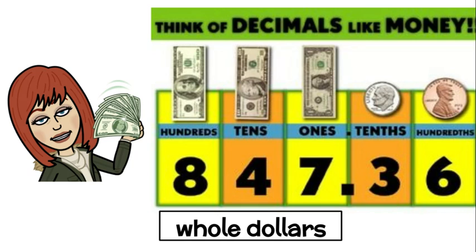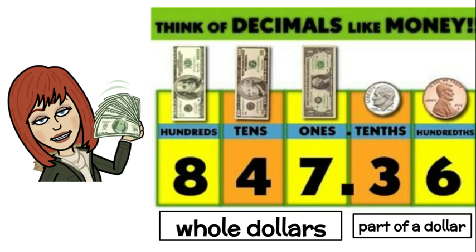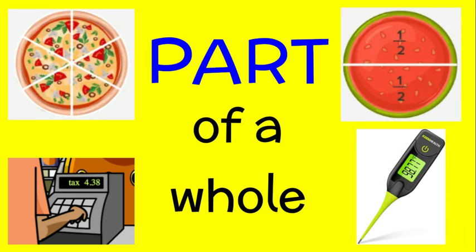We have our whole dollars, which is 847. And then we have part of a dollar, which is the 36 cents, or 3 dimes and 6 pennies, or 3/10 and 6/100. So decimals and fractions both are just part of a whole. So we can have part of a pizza or part of a watermelon or part of money or part of degrees when we are taking our temperature. So right now I need you to pause the video and grab a piece of paper and a pencil.